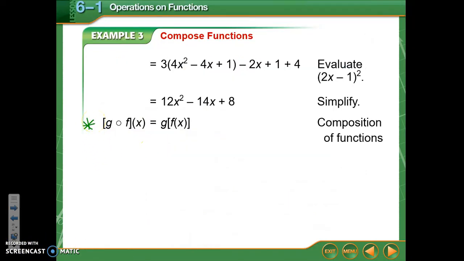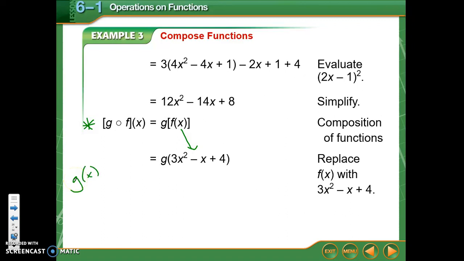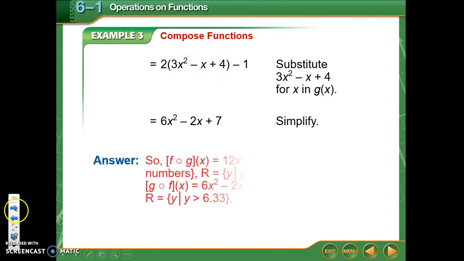Okay, now we're going to do it the other way, g of f of x. So this time it means I'm plugging f of x into g. So g of 3x squared minus x plus 4. Why? Because f of x is 3x squared minus x plus 4. So I'm just substituting that in for the x in g of x. And remember, g of x is 2x minus 1. If we come back here, just a little reminder, g of x is 2x minus 1. So wherever I see an x, I'm going to replace it with 3x squared minus x plus 4. So that looks like this. This is where the x used to be. I replaced it with the other function. And then I just simplify, and I have my final answer.